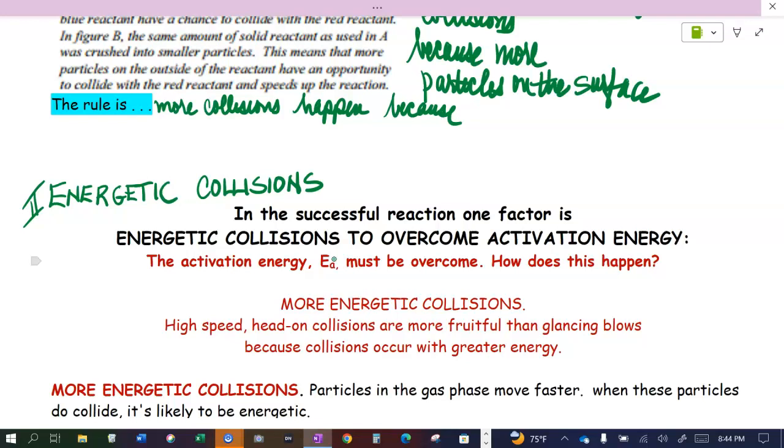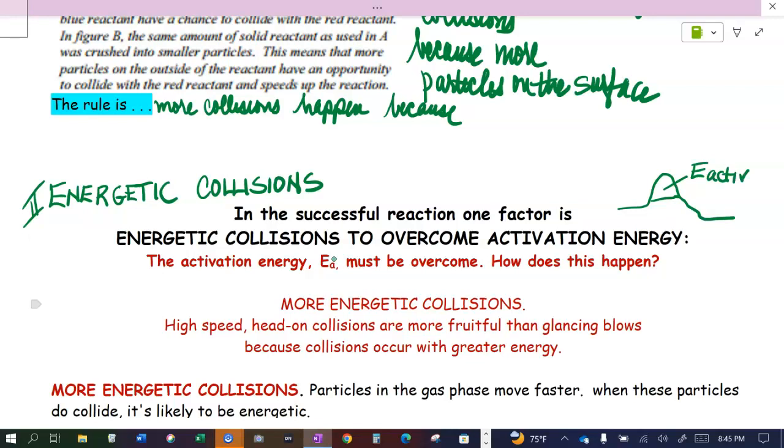All right, the second part, the first part was more collisions. The second part is energetic collisions. So in the successful reaction, one factor in energetic collisions is they have to overcome the activation energy. All right? So here we have an exothermic reaction, and here's the energy of activation.